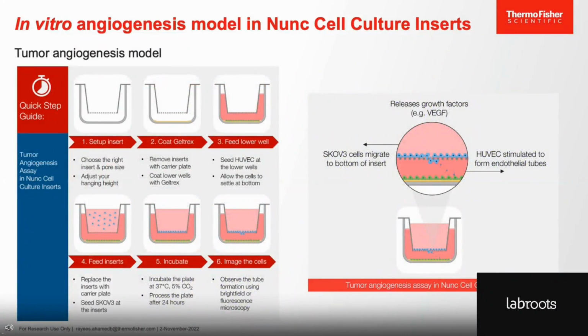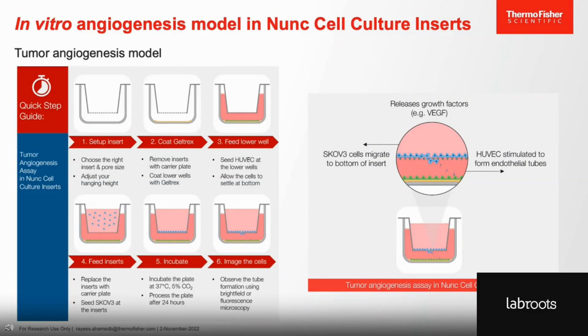So next, we create a tumor angiogenesis model in which we can establish a culture with two different cell types. So basically the tumor cells' influence on endothelial cells to form tubules can be modeled with these cell culture inserts. For that, we have used an ovarian cancer cell type called SKOV3. They are proven to release VEGF in their microenvironment, and this VEGF is recognized by HUVEC cells to form endothelial tubes.